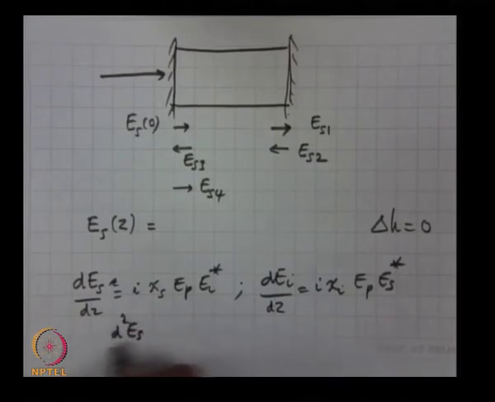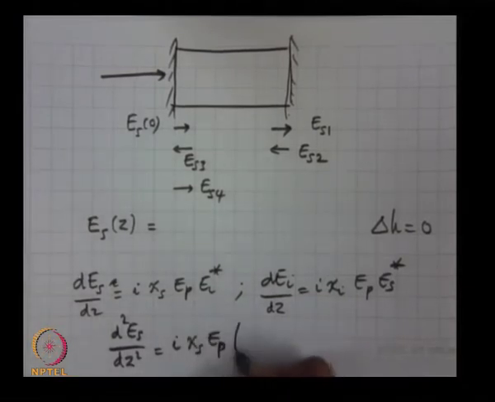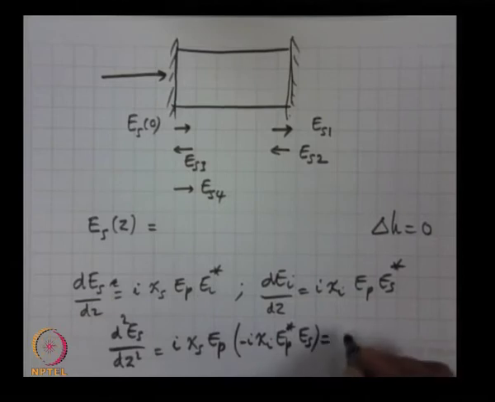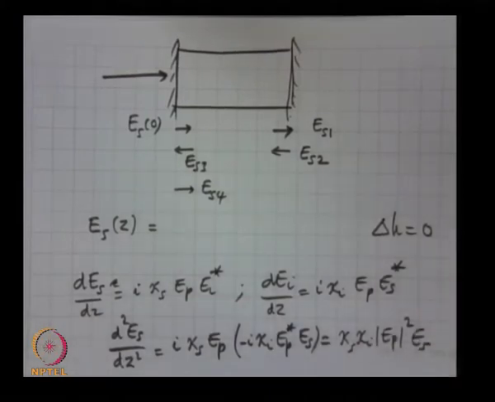d²Es/dz² is equal to i kappa_s Ep dEi*/dz, which is minus i kappa_i Ep* Es, which is equal to kappa_s kappa_i |Ep|² Es. Now can you tell me what is the expression? So we call this G² Es.